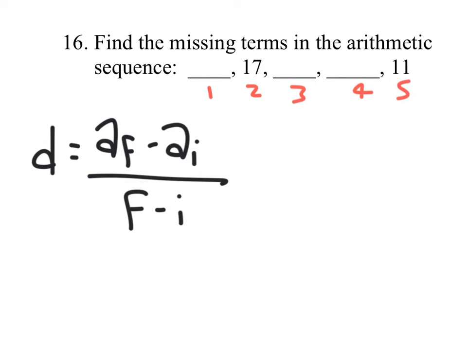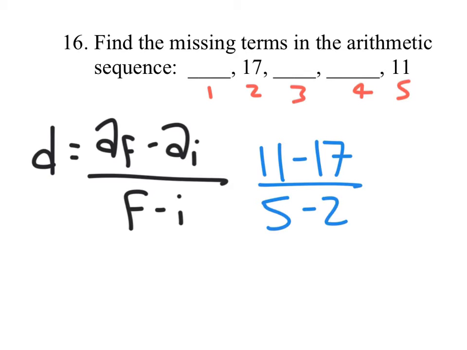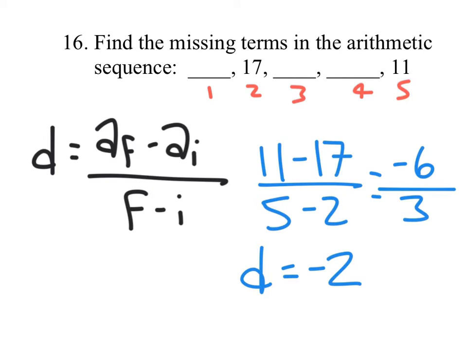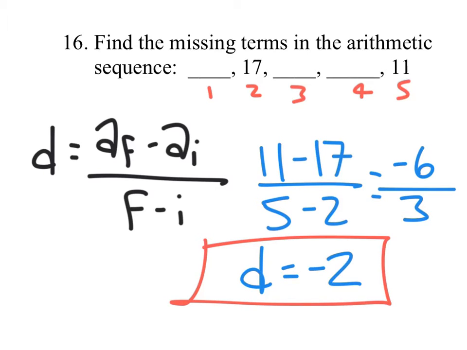So let's just simply pop those figures into this equation. So it's going to be 11 minus 17 divided by 5 minus 2. So 11 minus 17 is going to give us negative 6. 5 minus 2 is 3. This is the difference. Negative 6 divided by 3 can be simplified to, the difference is negative 2. So we're going to be subtracting 2 for each term as we go through this.